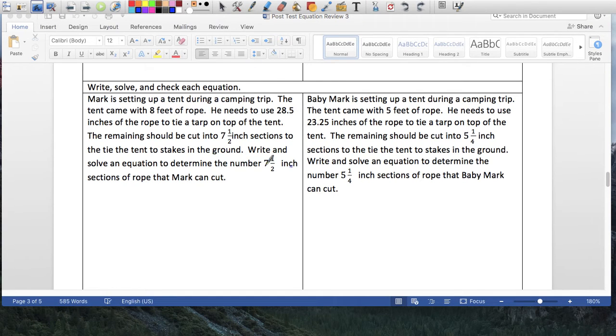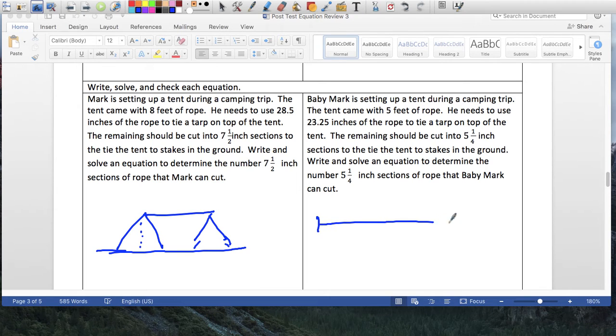So baby Mark is setting up a tent, and his tent is a little bit smaller because he's a little bit younger and tinier. So here's a tent again. Okay, here's a tent on the ground, and it comes with 5 feet of rope. So here's a rope that's 5 feet. And he needs to use 23.25 inches of the rope to tie. So he's going to tie, and I'm going to use black here. I don't know where he's tying. So using this piece of string, which measures 23.5 to tie it somewhere.